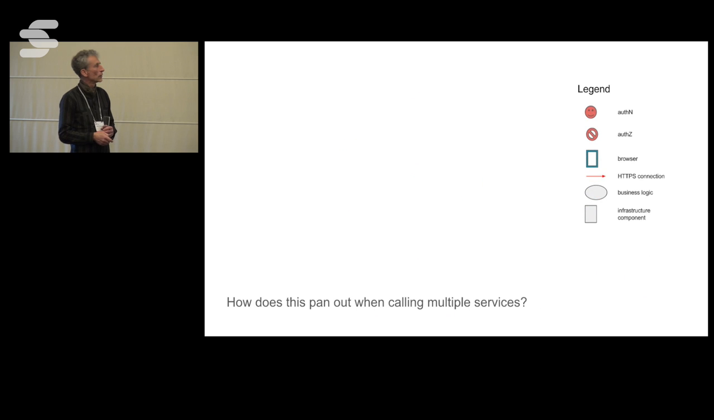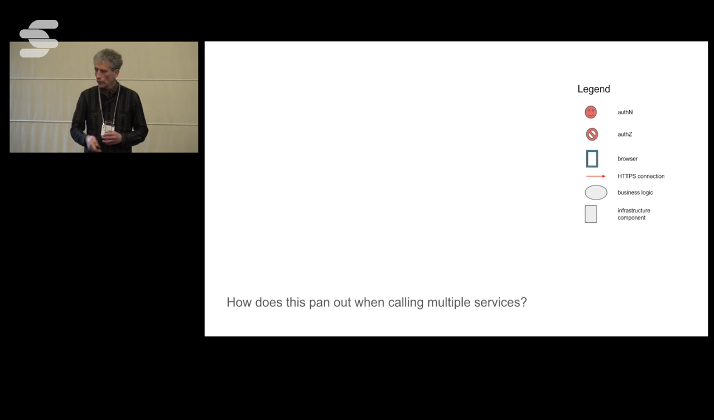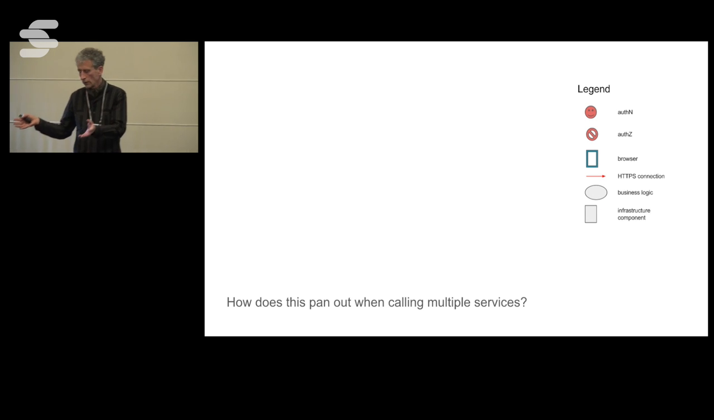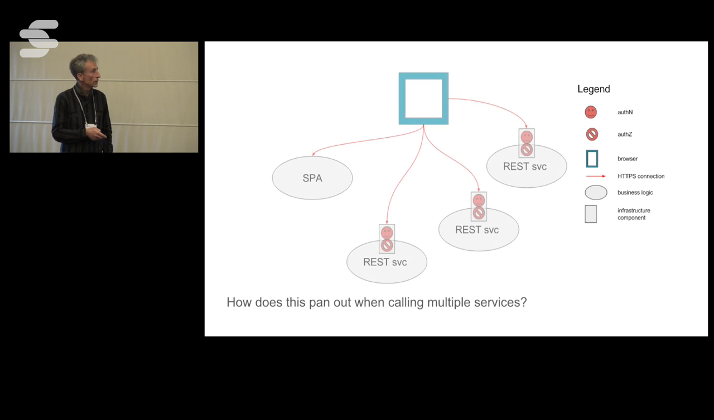Okay. So, question for you. If you take this pattern, how would you solve the problem of having several REST services that are being called by a single SPA, or you have a set of SPAs calling a set of REST services? How does that pan out? Would you get something like this, perhaps?